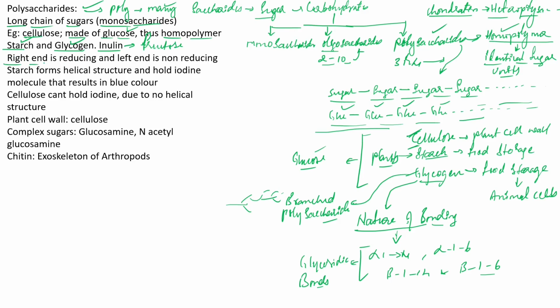Now, when it comes to the chemical behavior or chemical property of polysaccharides, the right end of the chain is called the reducing end and the left end of the chain is called the non-reducing end. Non-reducing or reducing is named because of treatment with one kind of reagent called Benedict's reagent. I hope you remember Benedict's reagent from your biology practicals, right?